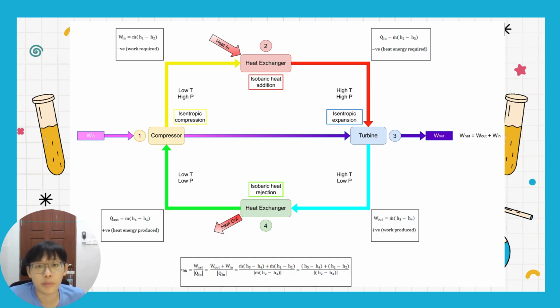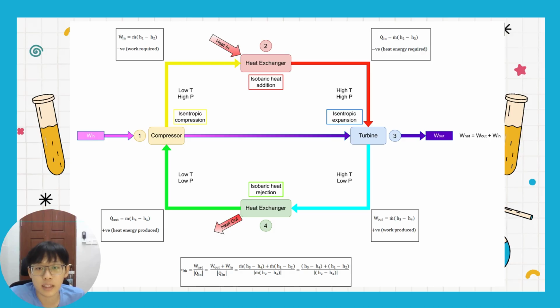So this one will be the positive value to show that this is the work released or the work produced in this cycle. And the final, 4 to 1, is the rate of Q out equal to m(H4 minus H1). And this one is also positive because it's the heat produced in this cycle.